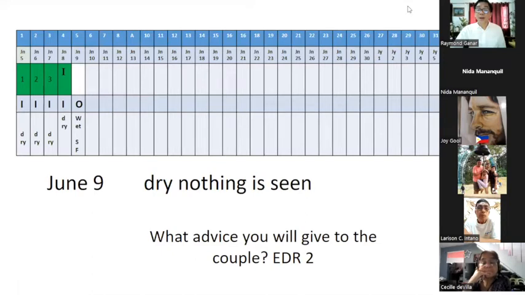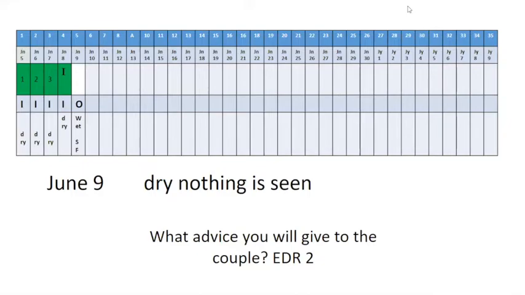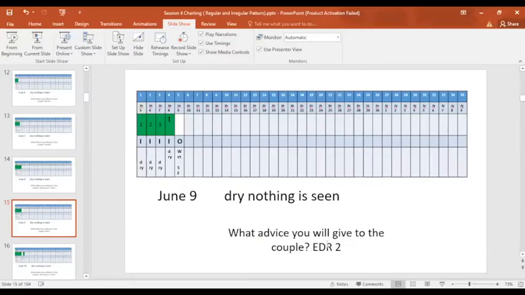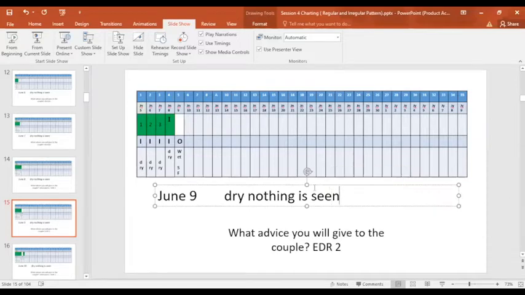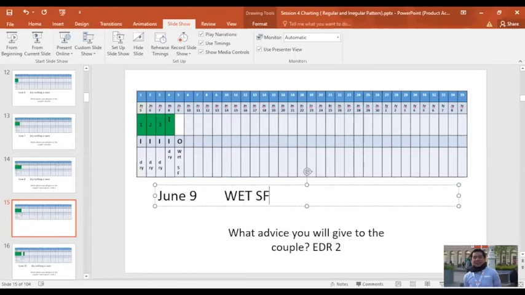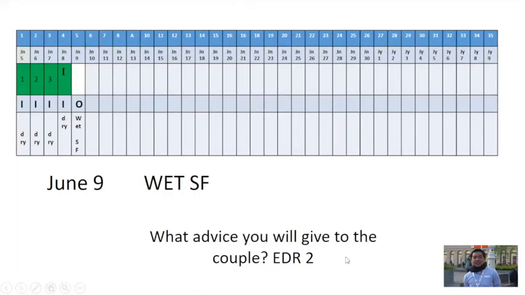Let me correct this one, no? So we need to correct this immediately. So June 9, it is wet. Okay, wet seminal fluid, from the current slide. So June 9, wet seminal fluid. The symbol now will be equal sign. So the couple will abstain on June 9 because of the wet sensation due to seminal fluid. Take note of the symbol, circle.